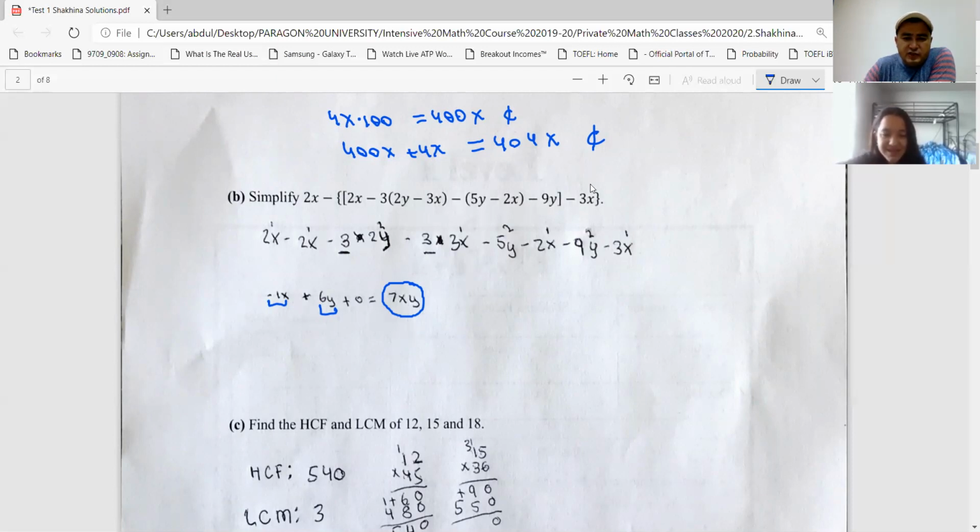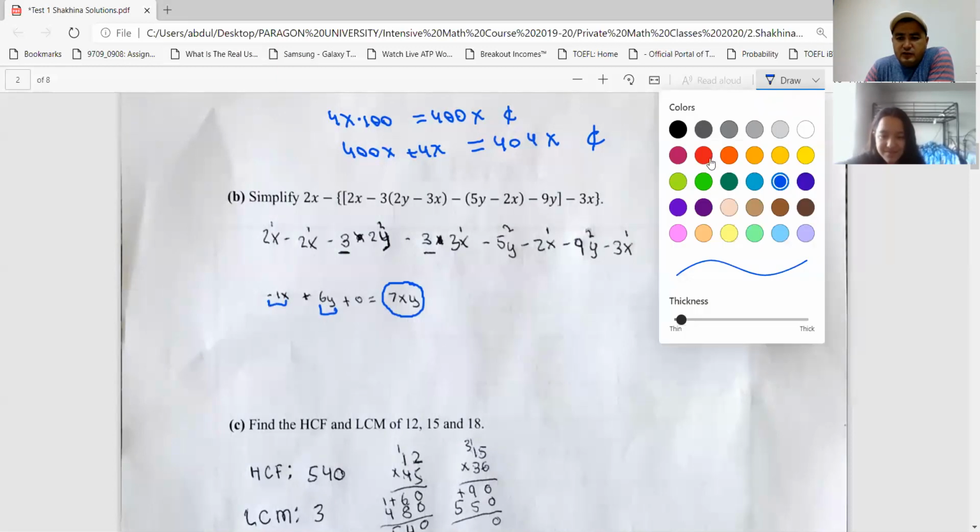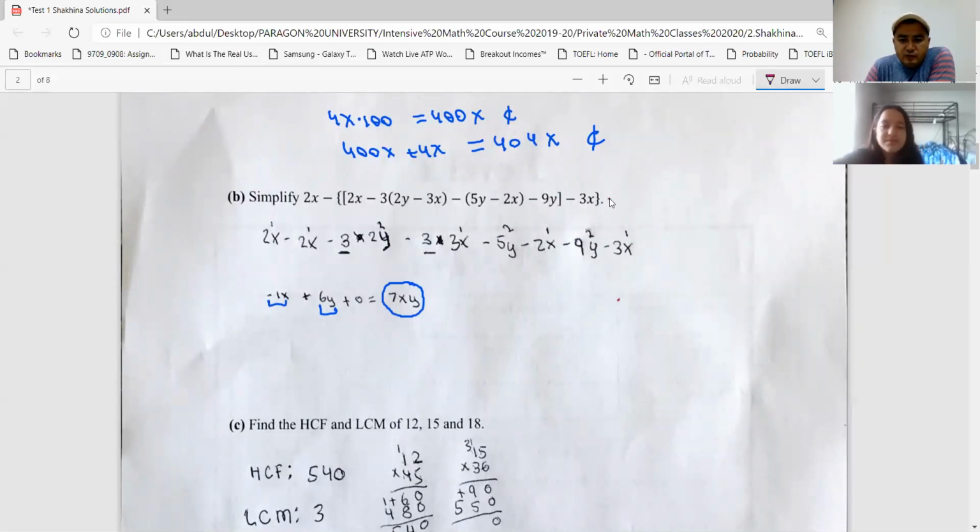Yeah, Shahina. Let's just do this quickly together. Let me change the color for this question. Starting from the innermost bracket, first 2x, minus that curly bracket. Here we have 2x, and let's remove this one. Negative 3 times 2y is minus 6y, and negative 3 times minus 3x is plus 9x, because minus minus is plus. Okay, we cleared these brackets.